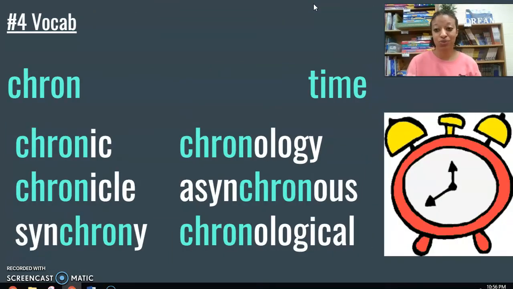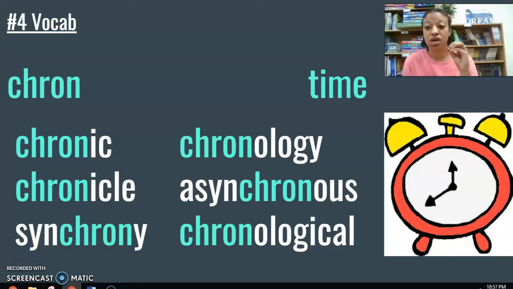Okay, we have a new root word. It is Chron. Now it's CH, which normally in the English language makes the ch sound. However, this is a Greek word. This is a Greek root. So in Greek, CH makes the k sound. So if you see a root word and you know that it's Greek and it has CH, it's going to make the k sound and not the ch sound.